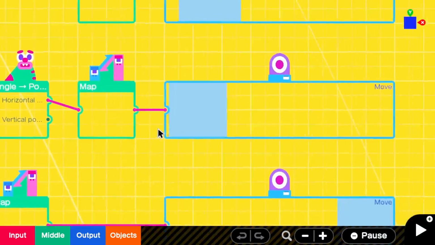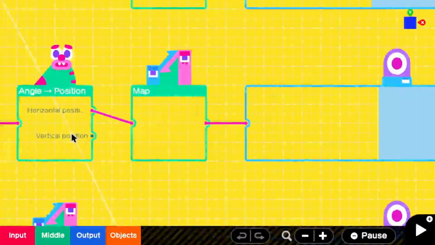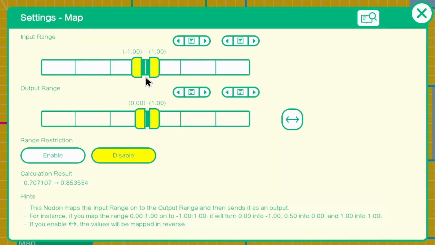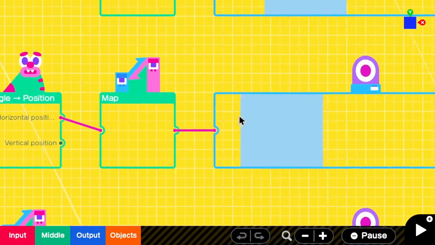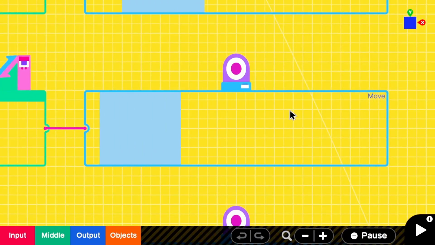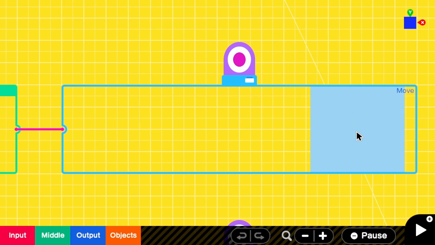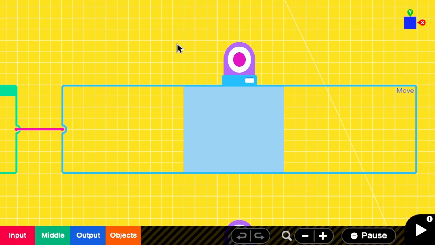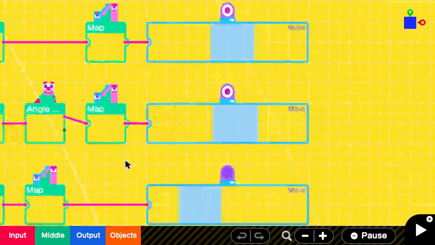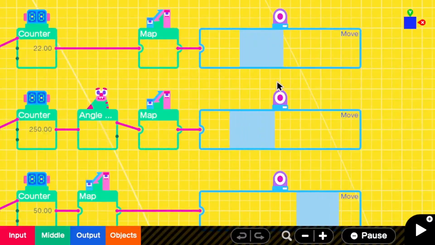See here, thanks to the angle to position nodon where we map the outputs of the angle to position nodon to 0 to 1, you can make this movement, which is much smoother. So instead of immediately bouncing from one side to the next, here you can see that it gradually slows down whenever it reaches the edge, and it does this very smooth, fine motion. This is also not just limited to back and forth motions.